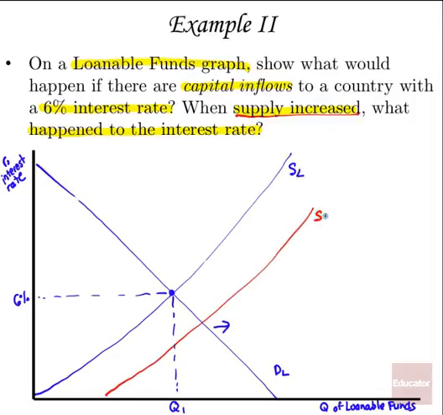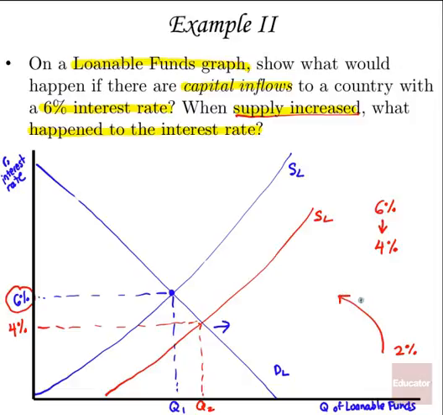So let's say this was the United States here. So let's say in the US, you had a 6% interest rate. Eventually, when there are capital inflows coming in, when the supply of loanable funds increases, it's going to reduce to something like 4% here. So again, in a country that might have a 2% interest rate, if the supply of loanable funds comes in, then there's going to be an increase in the supply of loanable funds, and you're going to eventually have a reduced interest rate as supply of loanable funds increases to the right.